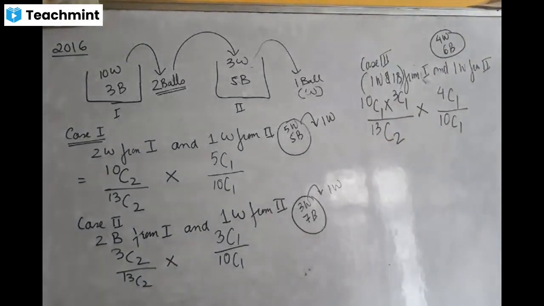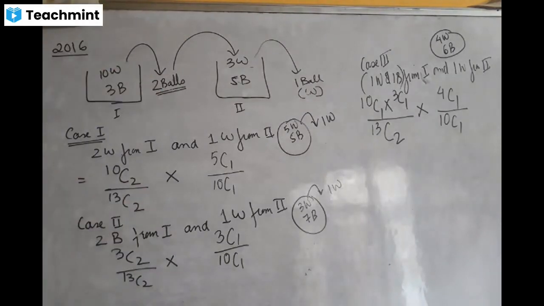So the required answer is going to be case 1 plus case 2 plus case 3. Again, let me repeat this one more time. The same type of question you got in 2019 and 2020 also, only the composition was different. So you can easily see, if you practice this, there is maximum chance that you are going to get the same question, only the number of balls are going to change.